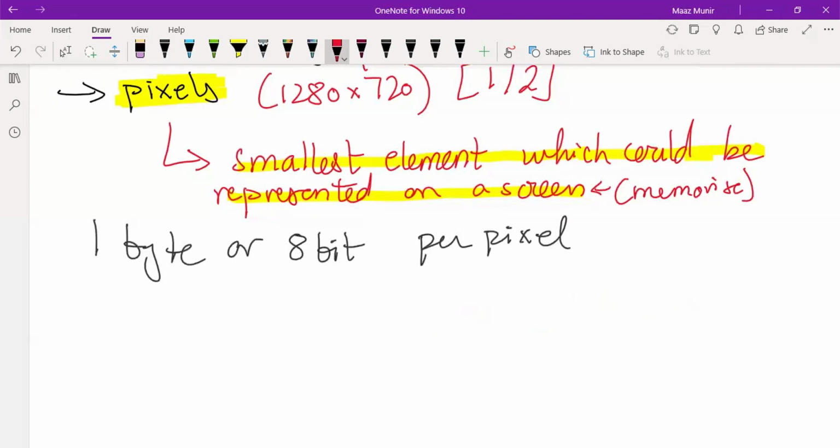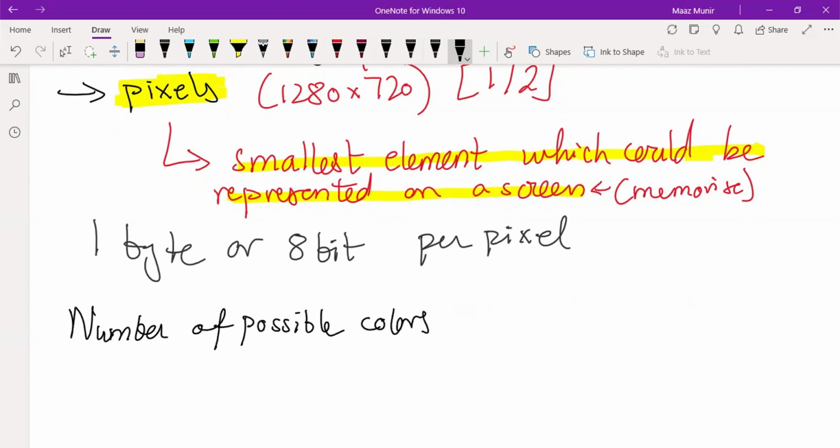Before that, let me clarify. Let me write this formula for you, an equation which would simplify everything. The number of possible colors is basically 2 raised to the power of the number of bits. 2 raised to the power of bits. This is the easiest equation you need to know.